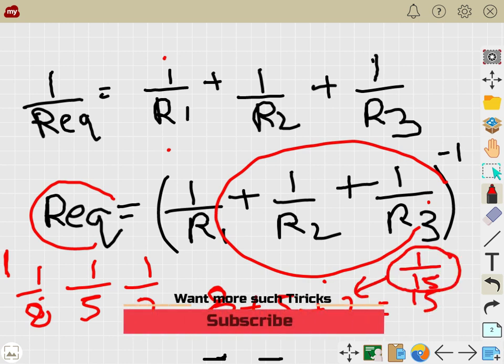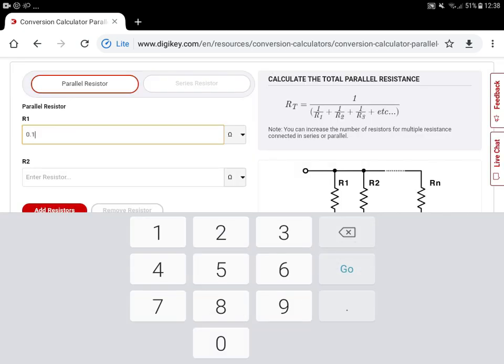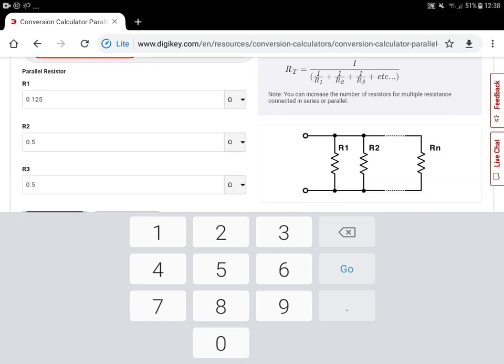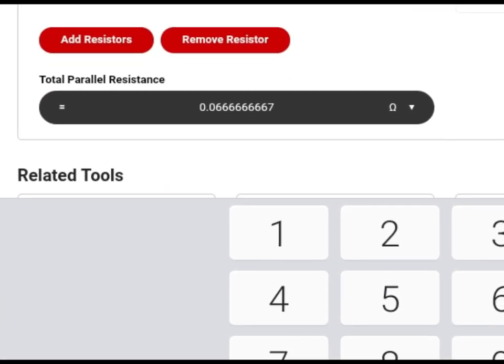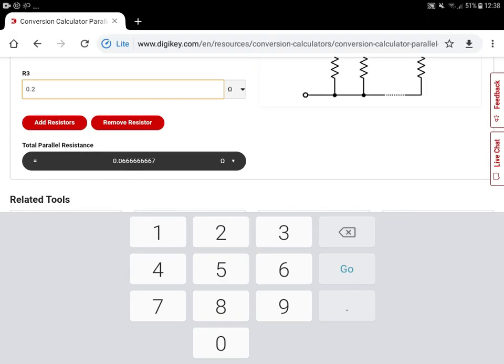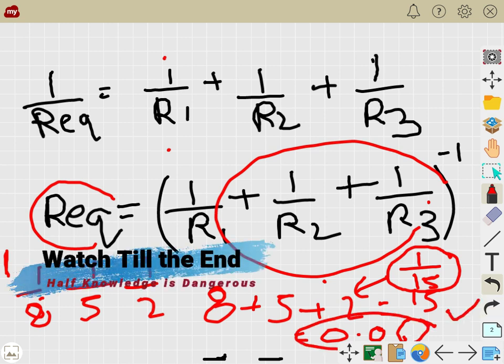You can also cross verify from the website itself. The value of the first resistance was 0.125, which is 1 by 8. The second resistance was 0.5, which is 1 by 2, and the third resistance was 0.2, which is 1 by 5. If you calculate it, you will get the equivalent resistance as 0.0666. And we got the answer as 1 by 15, which is nothing but 0.0666. So we get the same answer by this trick also. You can see how much time you have saved by this trick.